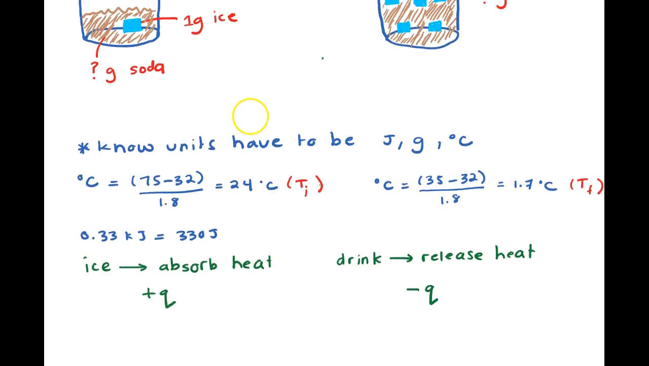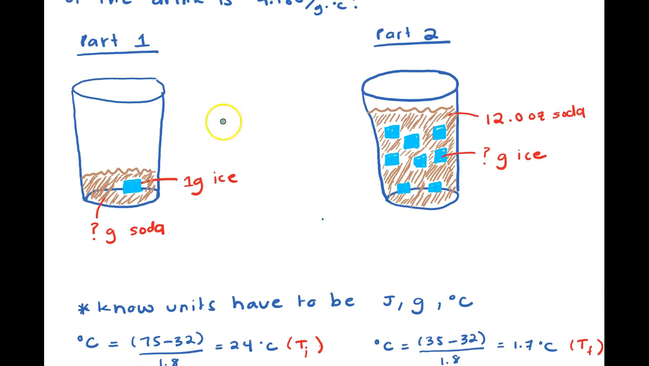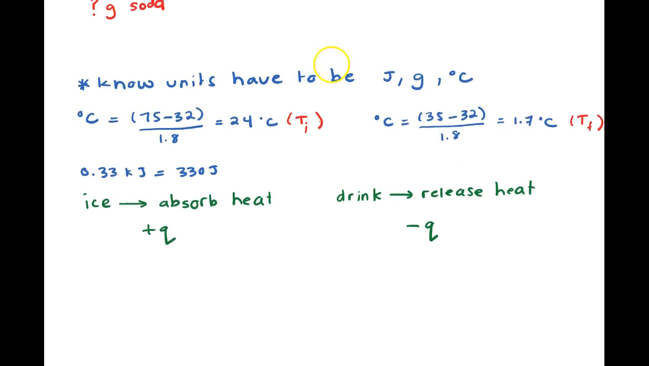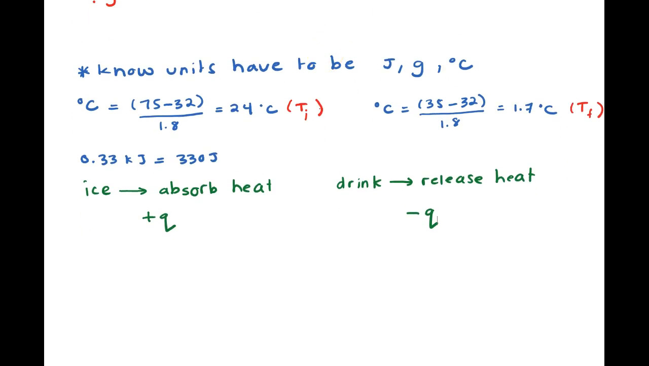So if we go back and look at our picture, in the very first part of the problem, we know that we have 1 gram of ice that's absorbing that amount of heat. So we have the mass of that. What we need to figure out is the mass of soda, okay? So that means we know that Q equals mass times the specific heat capacity times the change in temperature. We're talking about the soda in this case, or our drink. So this value of Q has to be negative when we plug it in, right?